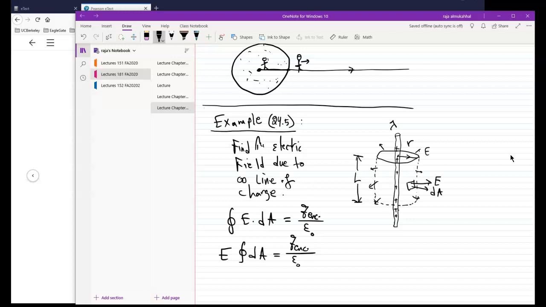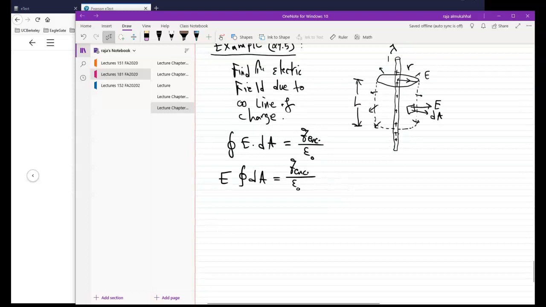Not Q enclosed, as I said here, the formula says enclosed charge, but the problem says the charged wire here has a charge density lambda, okay? All right. Now, you agree with me that this dA is the surface area of what? Of the Gaussian cylinder. And that's equal to what? What's the surface area of the cylinder? It's equal to 2 pi r L.